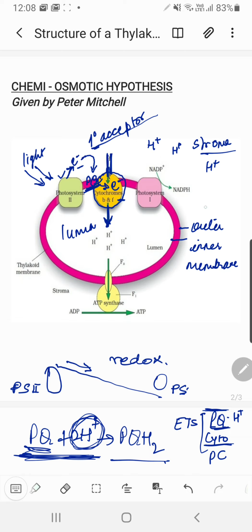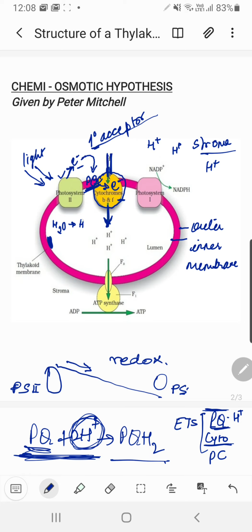So ultimately what is happening here? Here the lumen of the thylakoid is basically receiving many hydrogen ions from the stroma. This is one thing. Another thing is, you know very well, you have learnt it in the previous video, that here you have the water splitting system, the complex which breaks off a water molecule into hydrogen, 2 hydrogen plus 2 electrons, and then an oxygen atom.